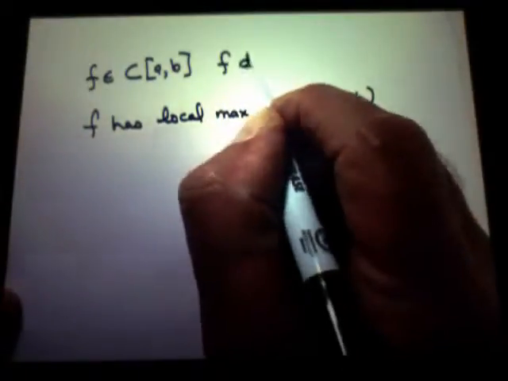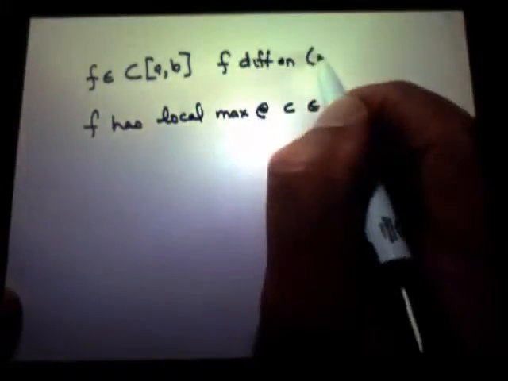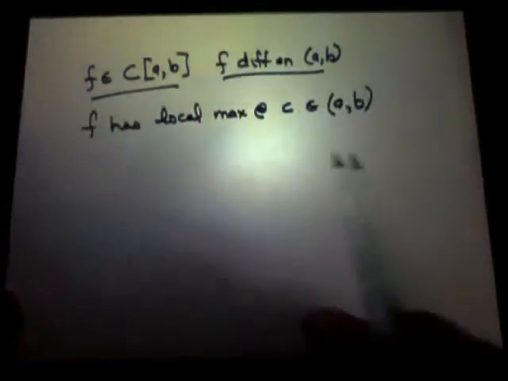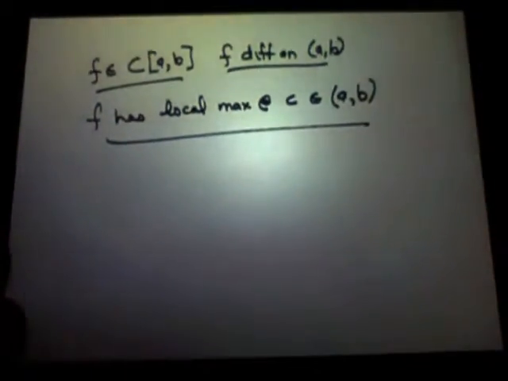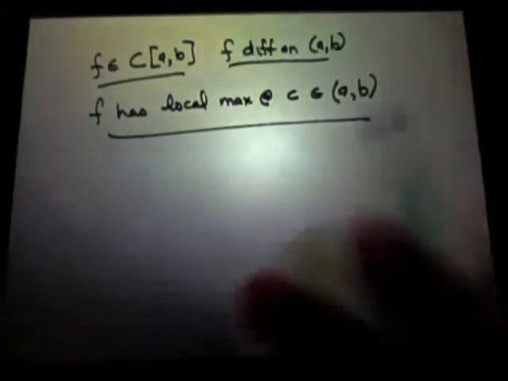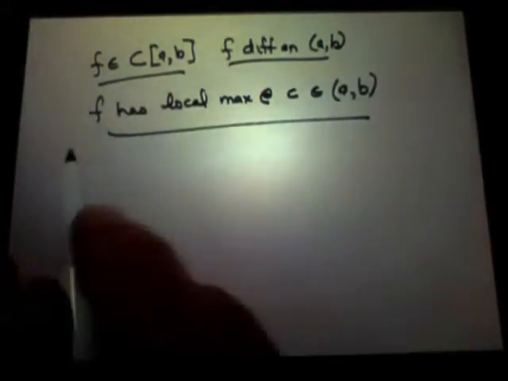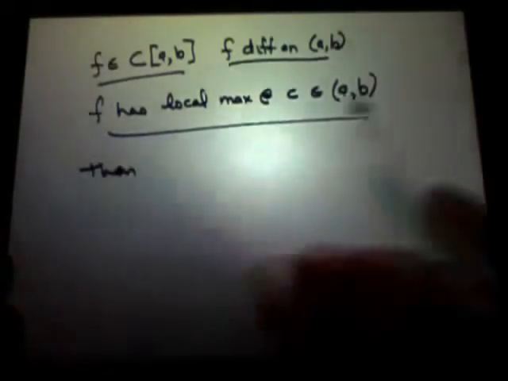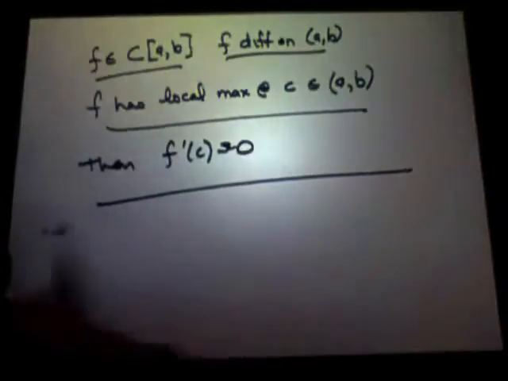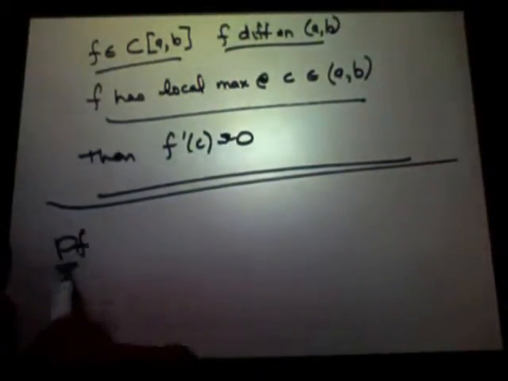f is differentiable on the open interval, so continuous on the closed, differentiable on the open. We know in advance it has a local max at some point. You can change all the words maximum to minimum and the argument goes through the same. Then what do you suppose? f prime of c is equal to 0. How would we show that?